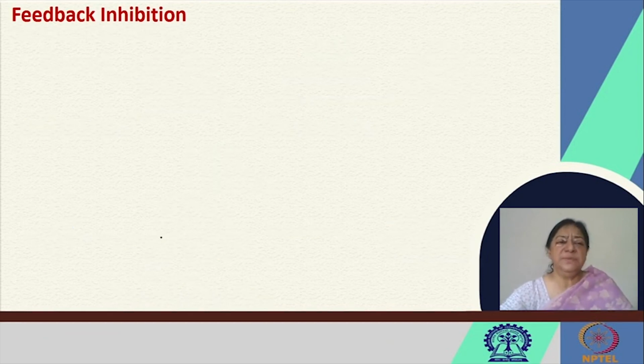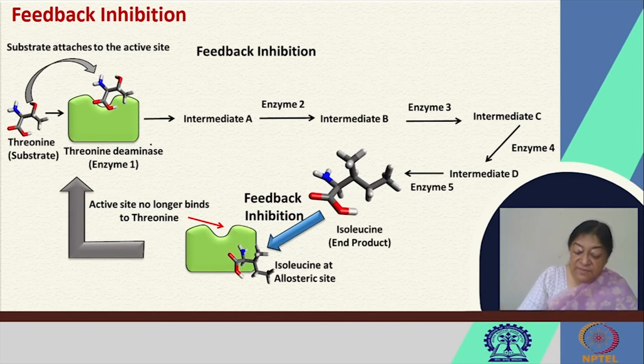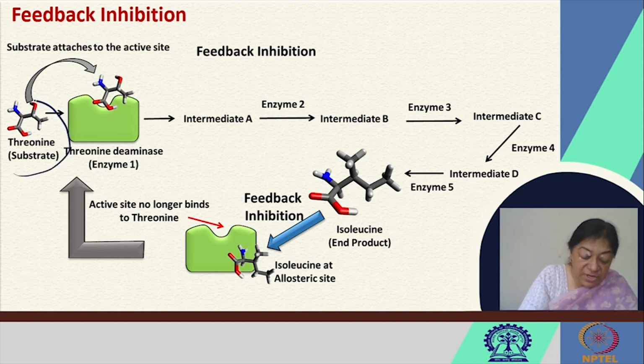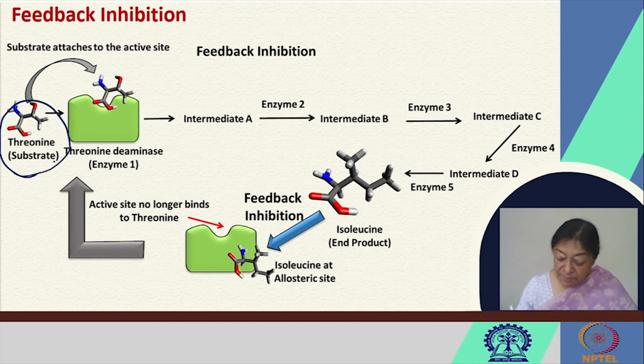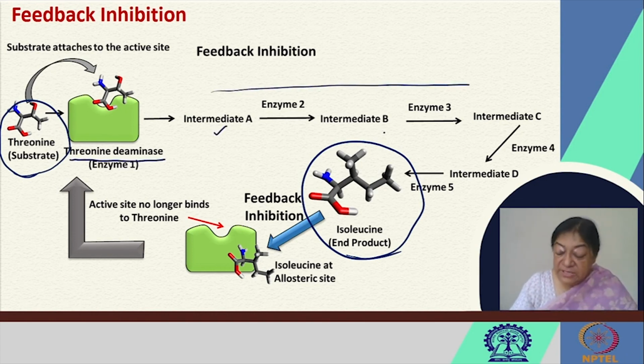Another very interesting inhibition is feedback inhibition. In this case, what happens is there is a cascade of reactions, say we have threonine as the substrate, and the final product is isoleucine. In this beautiful natural way of inhibition, the substrate binds to the active site as would be essential in an example of a threonine deaminase. We have a series of reactions where we have different intermediates formed, intermediate A, B, C, D, that involve several different other substrates.